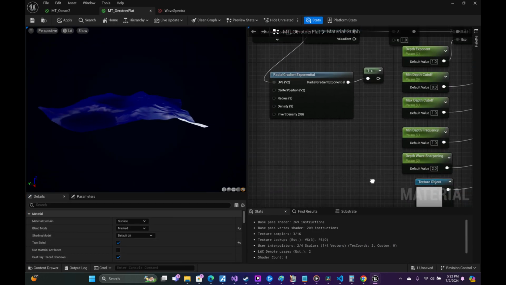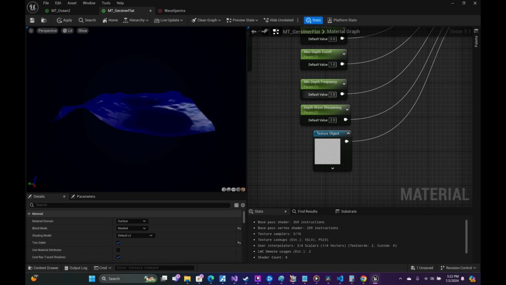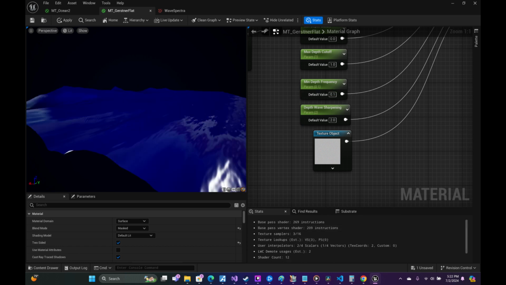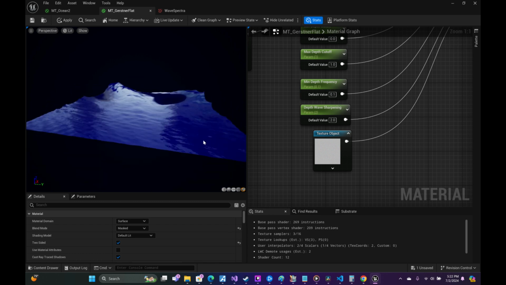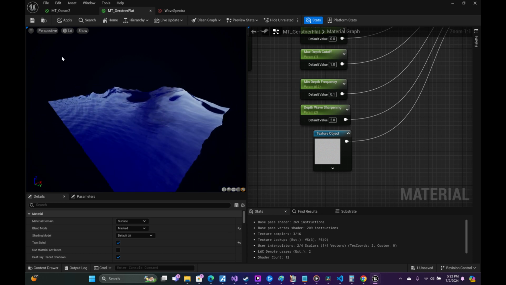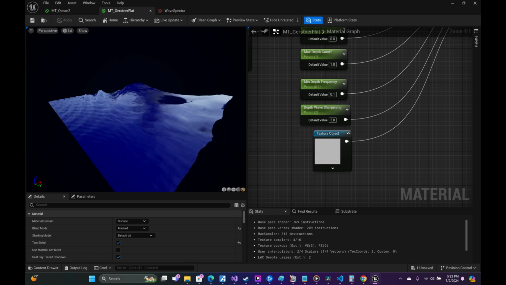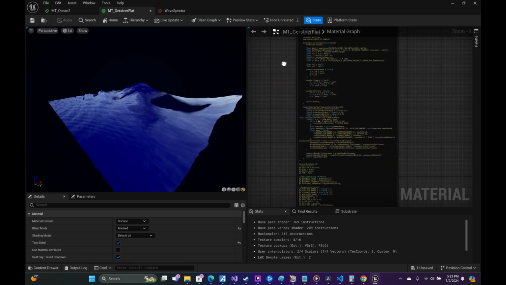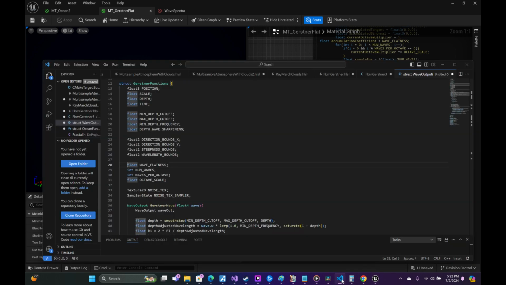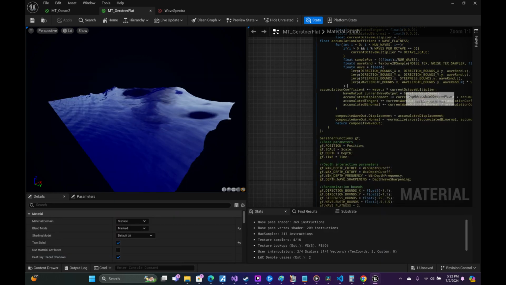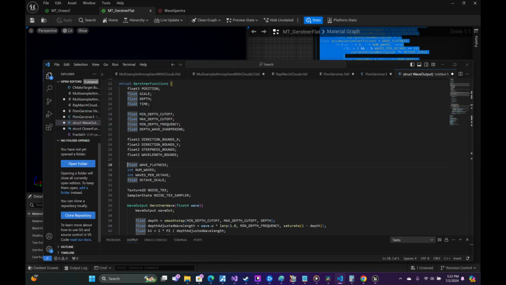So that's the reason why we have the ability to modulate the waves and the frequencies of the waves based on the depth. So let's see here. Let's grab this and reformat it.